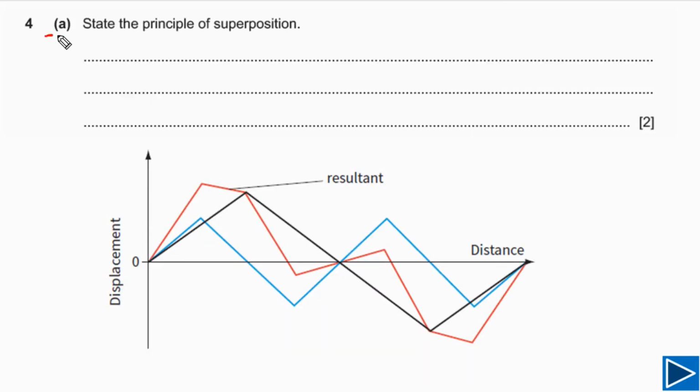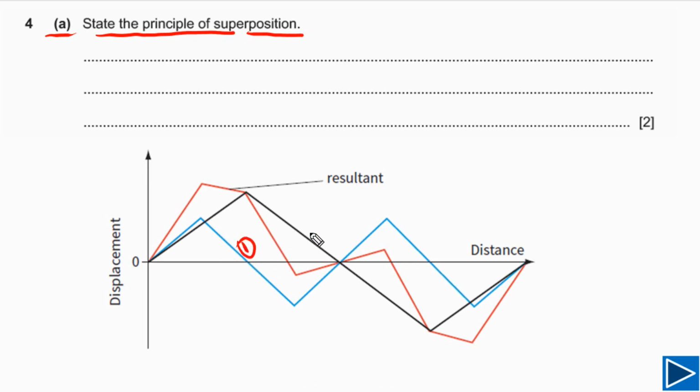Part A is simply asking us to state the principle of superposition. Principle of superposition simply tells us when two waves meet at a point, how we can find the resultant displacement of resultant wave. Let's try to understand this one a little bit in detail before we write our final answer for this question. You can see here in this figure I have already drawn three different waves.